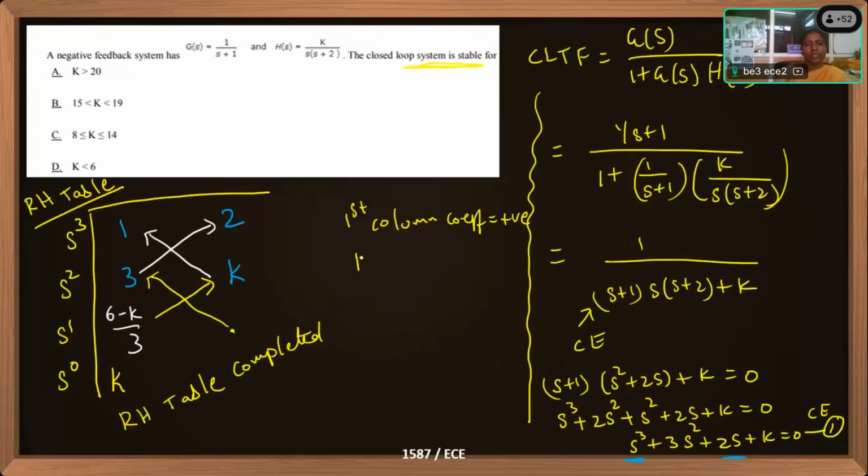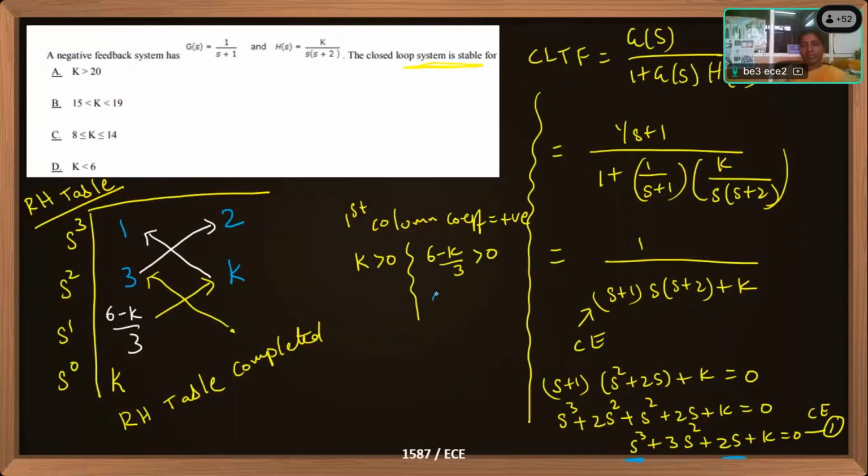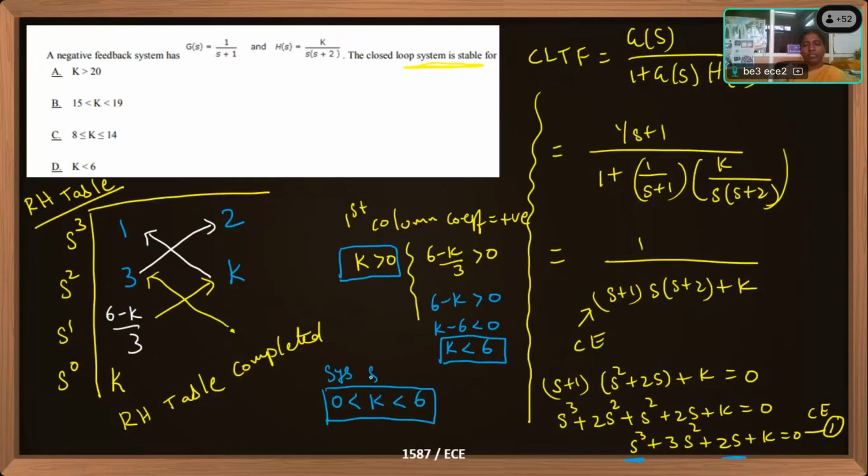So if that is so, k greater than 0 is one condition. 6 minus k by 3 also has to be greater than 0, which means positive. So k greater than 0, we cannot simplify further. Next, 6 minus k is greater than 0, so k minus 6 is less than 0, k is less than 6. So we got k less than 6 and k greater than 0. Based on this, we can conclude 0 less than k less than 6. This is the range of k for the system to be stable.